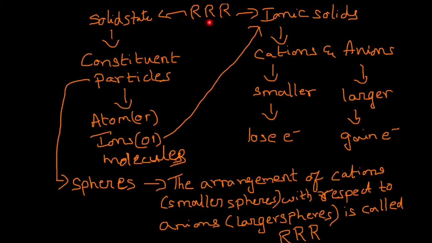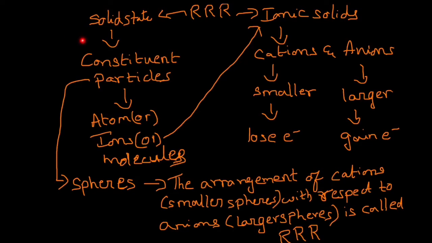This radius ratio rule deals with ionic solids. And what is ionic solids? That means there is an electrostatic force of attraction between cations and anions. Cations are smaller in size because they lose electrons, while anions are larger in size because they gain electrons. Now this radius ratio rule is a part of a solid state chapter.